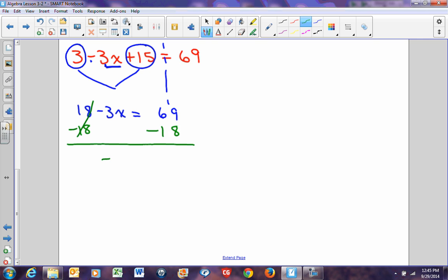I have a negative 3x. Don't lose that negative sign. And 69 minus 18. 9 minus 8 is 1. 6 minus 1 is 5. It's 51. Divide by negative 3. And x equals, let's see, 3 goes into negative 51, negative 17 times.